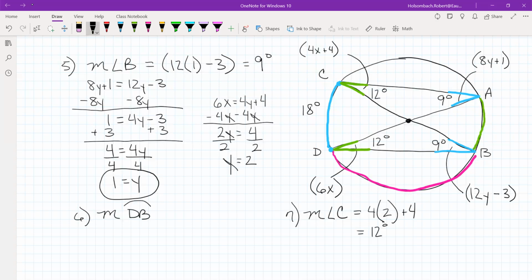That makes arc AB equal to 24 degrees, which makes arc DB equal to 180 minus 24. So 180 minus 24 is 156 degrees.